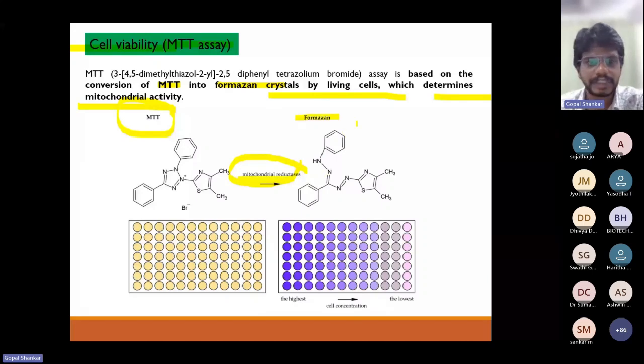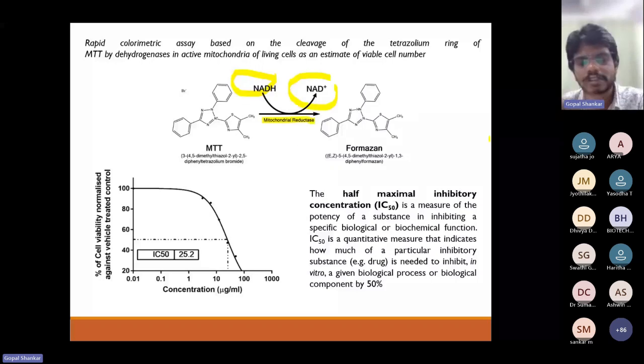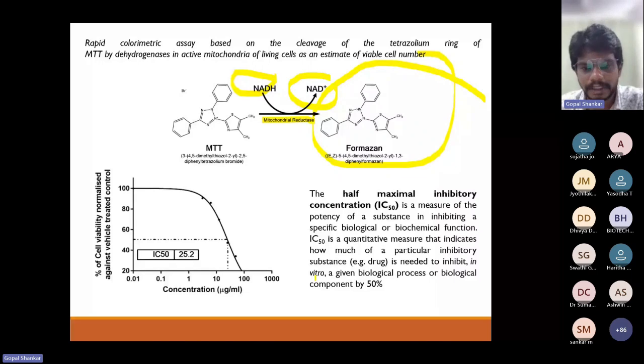So you see the chemistry is like that. It is a rapid colorimetric test where, in the presence of NADH, it gets oxidized and becomes NAD+. When this oxidation process happens in the presence of the mitochondrial reductase enzyme, you end up forming this formazan, which is basically a blue color. And you can also identify the half maximal inhibitory concentration, that is called the IC50 value. That is basically the measure of potency of a substance in inhibiting a specific biological or biochemical function.